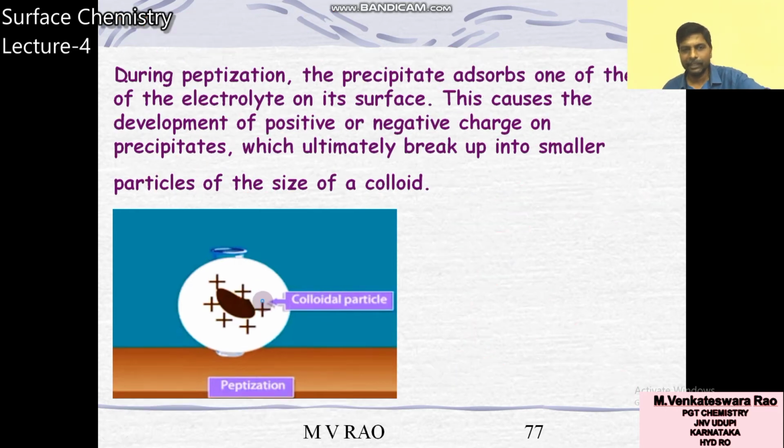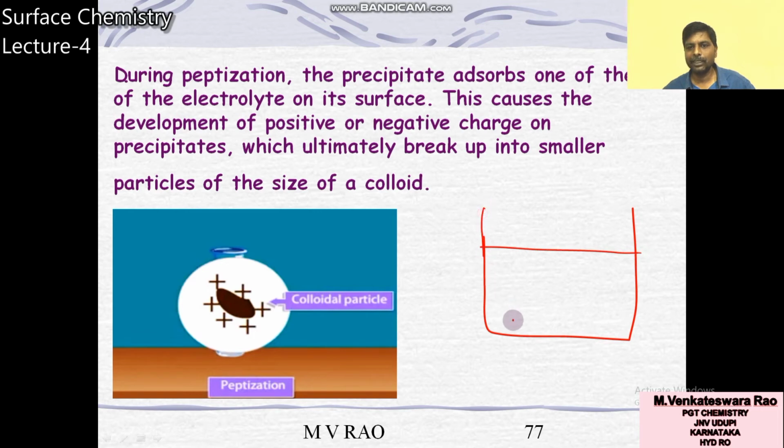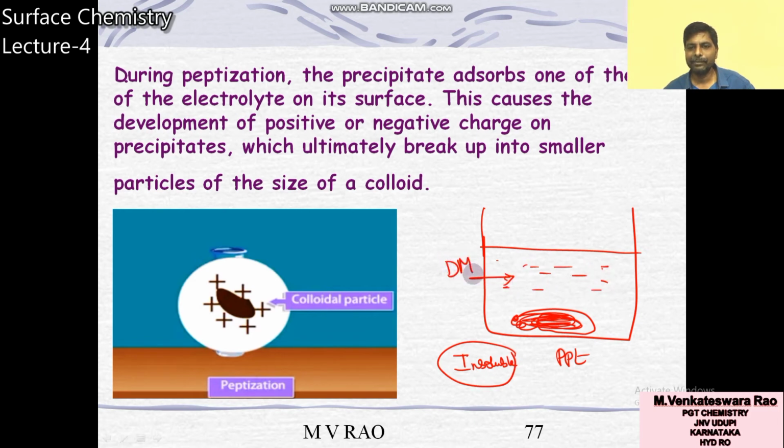So what is going on inside, you will see. During peptization, you take one substance, and by mixing some solutions you get some precipitate. So what is precipitate? Insoluble solid is called precipitate. Here the dispersion medium is already there. So it is an insoluble solid, a freshly prepared precipitate.